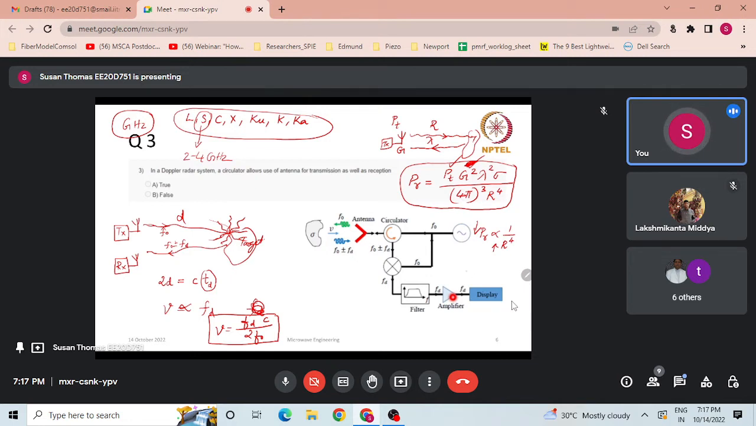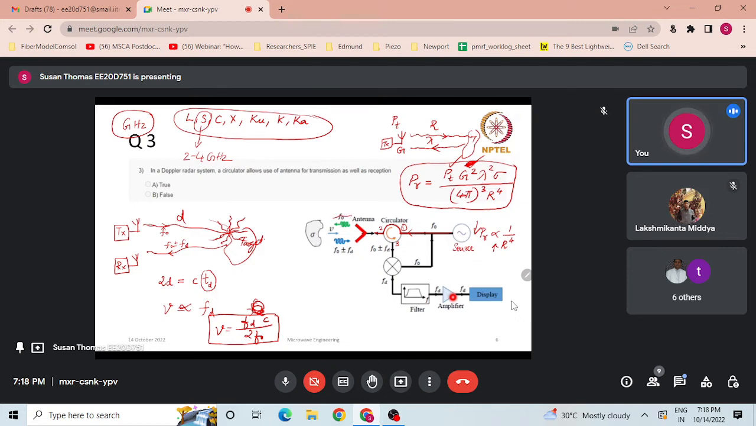If you look at this block diagram, this is a Doppler radar system. This is our source, which is giving out the electromagnetic wave at this frequency, and this is a circulator. What is the function of a circulator? Say I take this as port 1, this is port 2, and this is port 3. If any input comes to port 1, it will only be transmitted to port 2. That goes to an antenna and is transmitted into free space.